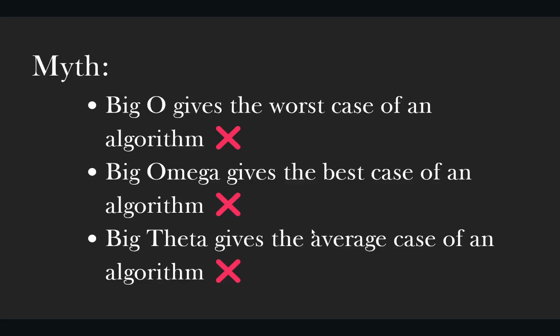In the same way, big omega doesn't give us the best case of an algorithm. It gives us the lower boundary of a function, and that can be used to describe the best case of an algorithm. Same thing with theta. It doesn't give us the average case. It gives us a tight boundary which tells us that the function grows at the same rate.